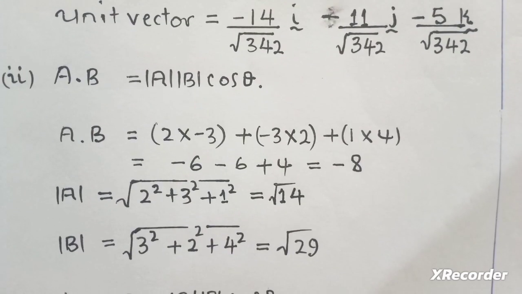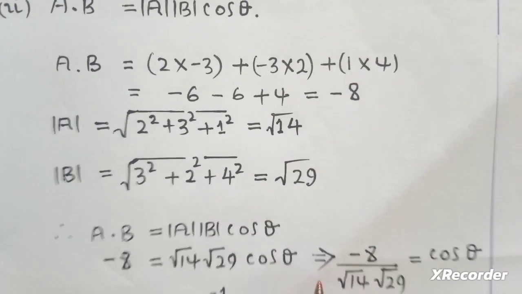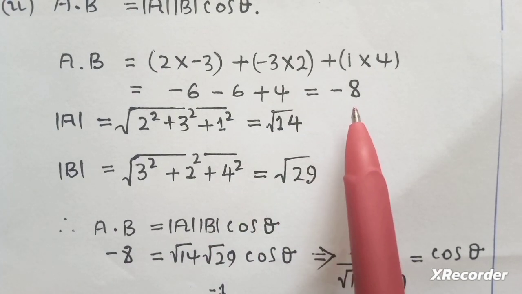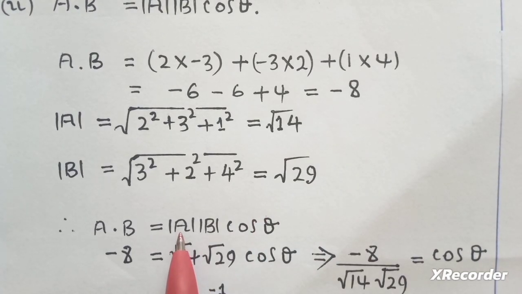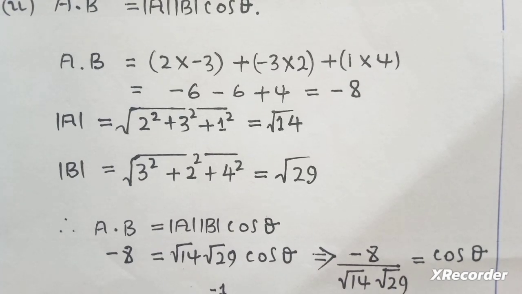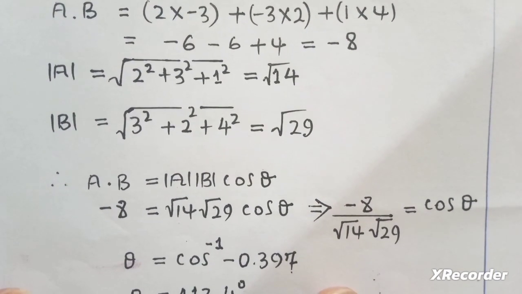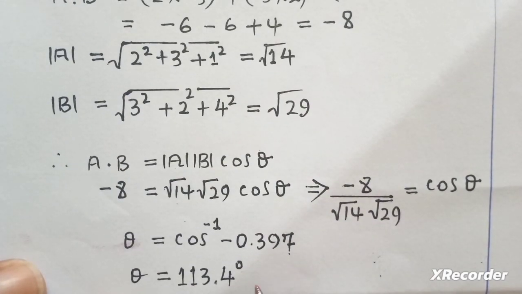After you get the magnitudes, you can come and fix your values here. You have -8 as A dot B, and you have these values as the magnitude of A and magnitude of B, and then you are left with cos theta. Then we can go the same way we did for the first one to get our theta, and the theta will be this value.